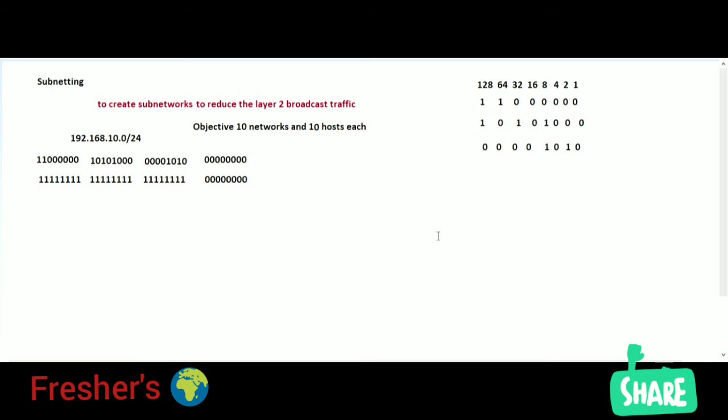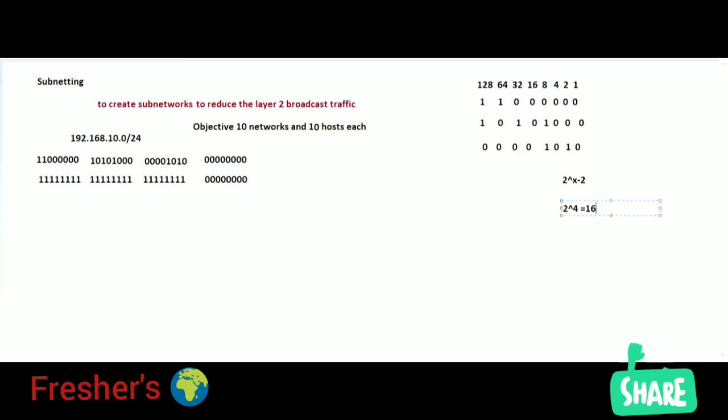Now our objective is 10 networks. The formula for creating subnetworks is 2 power x minus 2. Here 2 power x, where x is the number of bits we are going to borrow. If I borrow 4 bits, 2 power 4 is 16. So I will get 16 subnetworks, but our objective is 10.